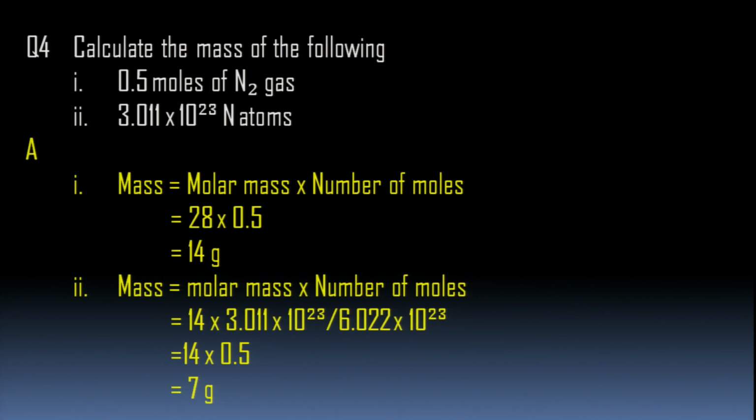One more. Calculate the mass of the following. What is the given? 0.5 moles of nitrogen gas, N2 gas. Here moles is given. You have to determine the mass. Mass is equal to molar mass into number of moles. What is the molar mass of N2? N is 14, N2 is 28. Atomic mass of nitrogen is 14. You remember? 2 atoms of nitrogen N2 means 28 into 0.5. You have 14 grams. Mass is 14 grams.